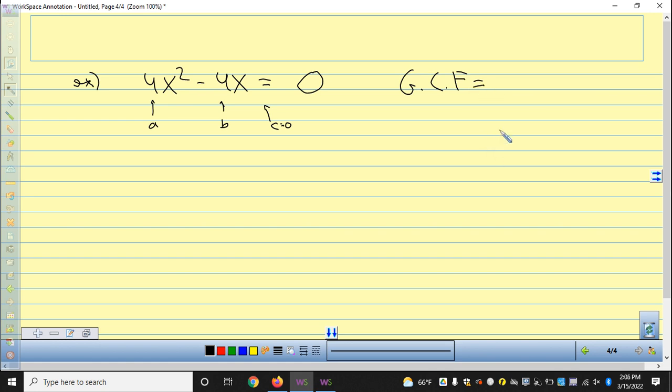So our greatest common factor here, well, 4 is the biggest number that goes into both 4 and 4. And the smallest x that both of these have is x. So my greatest common factor is 4x. Now if I pull that out, I get 4x times, when I pull a 4 out of here, I just have a 1, and I pull one of these x's out, I'm left with 1x. And here, when I pull a 4x out of minus 4x, I end up with negative 1.